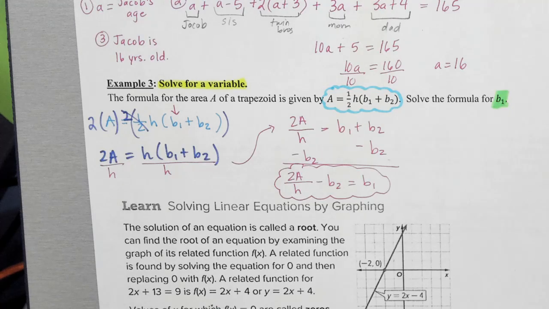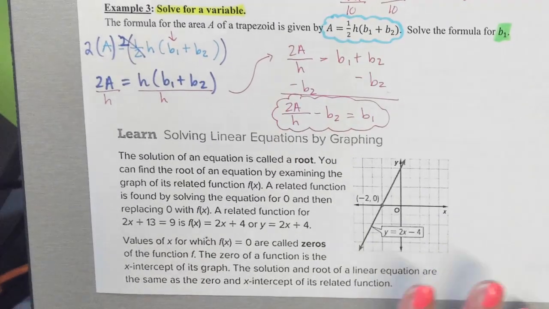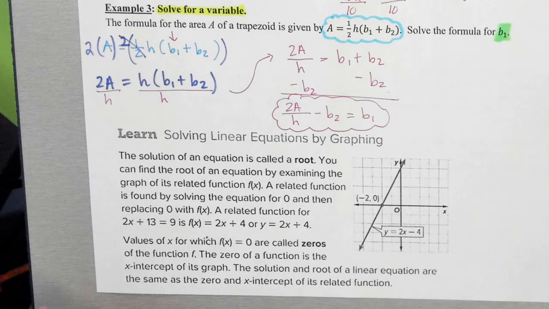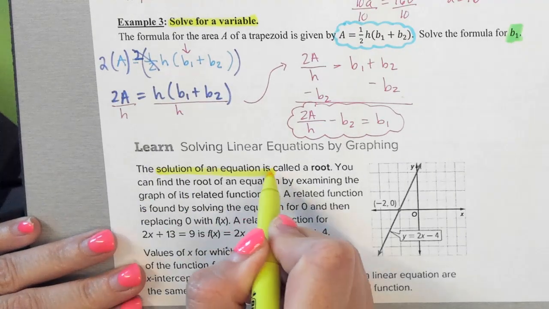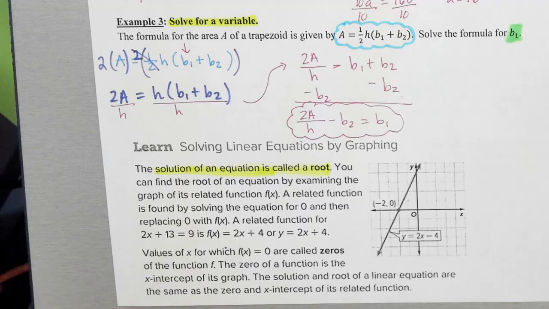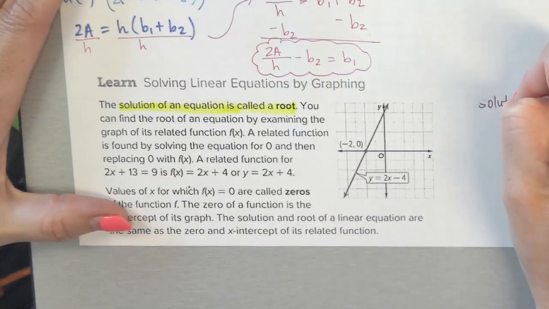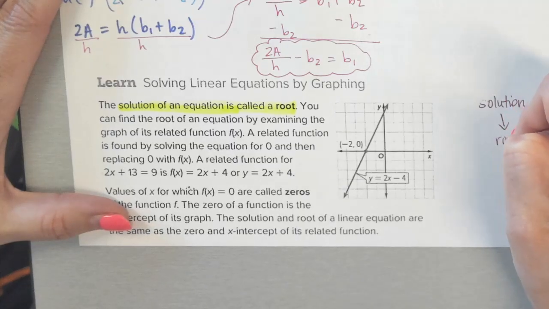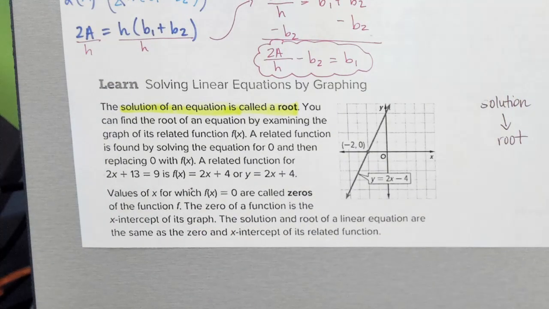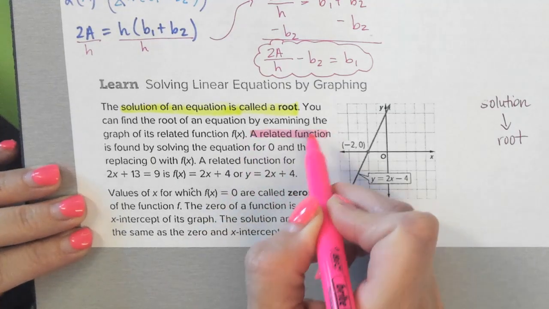All right, the next thing we're going to do today is solve linear equations by graphing. And we're going to start off with some important vocab. So when you are solving an equation, that solution is called a root. Okay, so when you are looking at different directions, they might say find the solution of an equation, or they could say find the root. Those are the same things. Okay, and then to solve those, you are going to find what is called a related function. I'm going to show you how to do that on the next page.